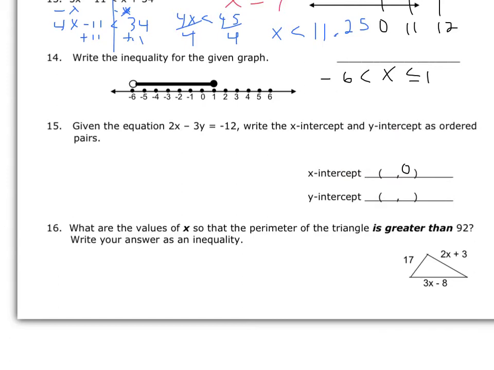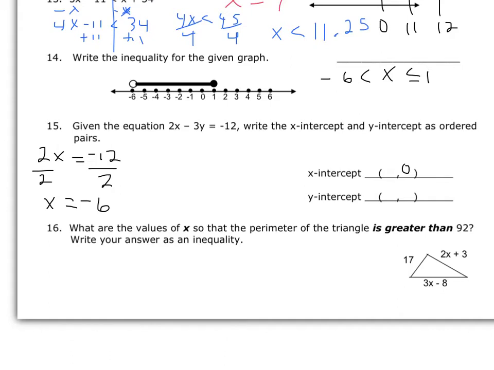Negative 3 times 0 is 0. So we'll just cover it up or act like that's not there and rewrite the problem as 2x equals negative 12. Divide by 2. So when y was 0, the value of x is negative 6. So the ordered pair is negative 6, 0.